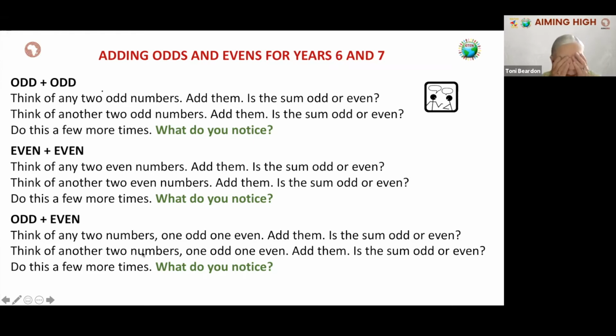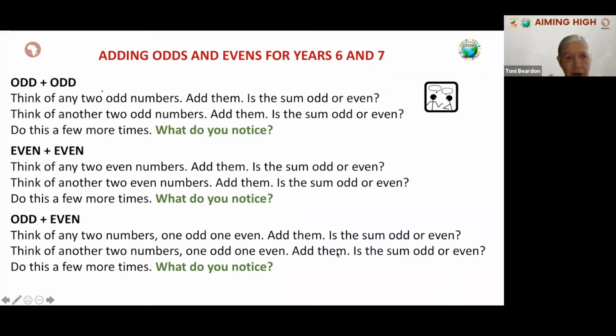So close your eyes again. Now think of an odd number and an even number. Add them up. Is it odd or even? Think of another two numbers, an odd and an even. Add them up. Is it odd or even? Let's do it once more. Think of two numbers, an odd and an even. Add them up. Is the answer odd or even? Now open your eyes and write on the chat what you notice.